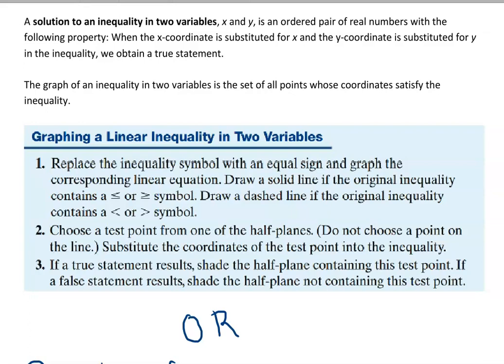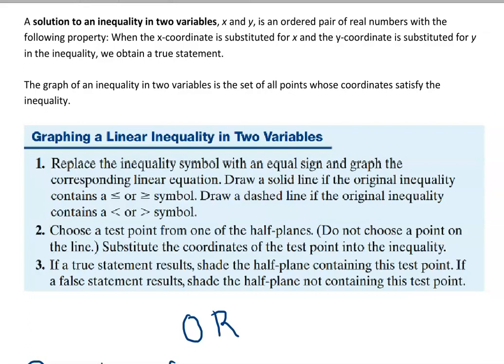The test point method is a little bit tedious because you have to pick a point and then plug the numbers from that point into the inequality and see if it's true or false. When there's just one inequality, it's not too bad. But when you have a system with two inequalities, there are 4 different regions. You might have to test 2 or 3 of those before you find the region that works.